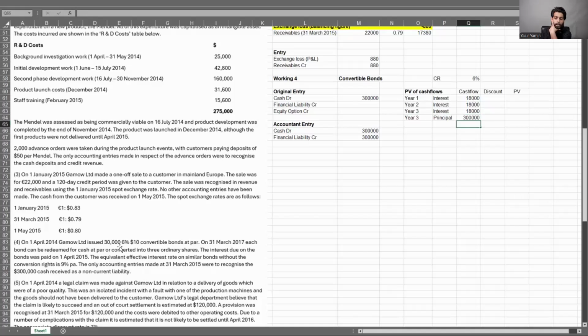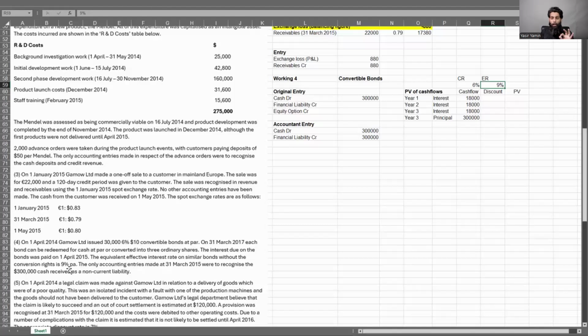Make sense? Now, IAS 32, IFRS 9 requires you to calculate present value first. And for that, you will need a discount rate. What should be the discount rate? Should that be 6%? No. Discounting is done on the effective rate, on the market rate, and it is written here, guys. The equivalent effective interest rate on similar bonds, that is the market bonds, is 9% per annum. Is it clear to everyone?